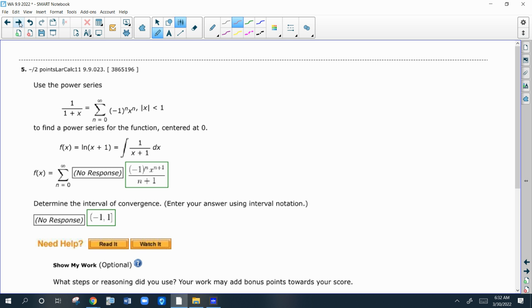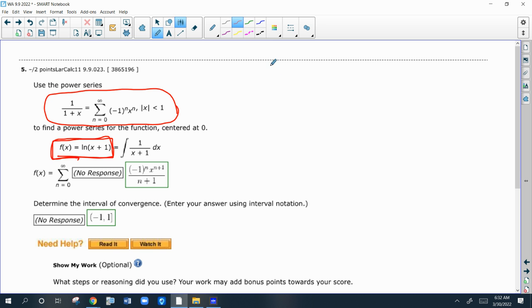But let's go to the last one. The last one is very similar. They gave us the similar power series as before, but they want us to figure out the power series for this, the natural log of x plus 1. But we're given that the natural log of x plus 1 is the same thing as the integral of 1 over x plus 1. So if we want to get a power series for the natural log of x plus 1, all we need to do is integrate the power series for 1 over x plus 1, which is given here.